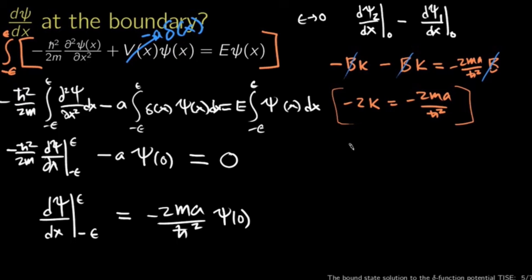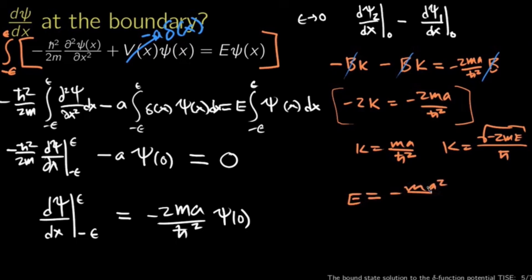If you manipulate this further, k equals ma over h bar squared, keeping in mind that k is equal to the square root of minus 2mE, where E is a negative number, over h bar, you can solve for the energy. And what you get is that energy is equal to minus ma squared over 2 h bar squared. We have quantized energies.